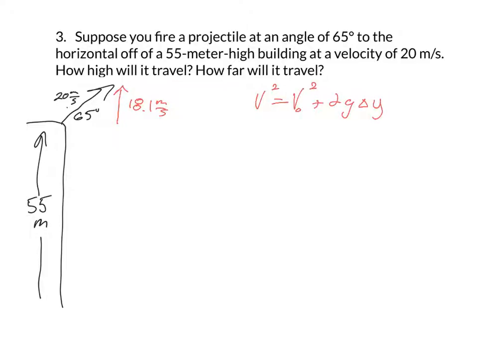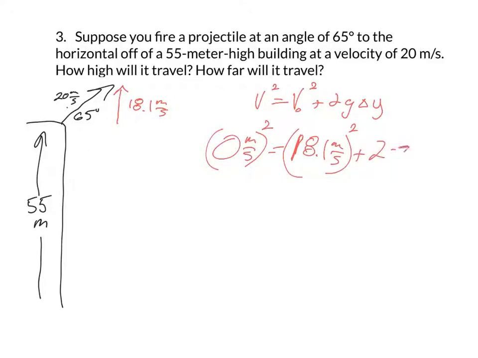My final velocity, because this is just a halfway trip to the top of the path, is 0. My initial, we just figured out, was 18.1, plus 2 times a negative 9.8 meters per second squared.